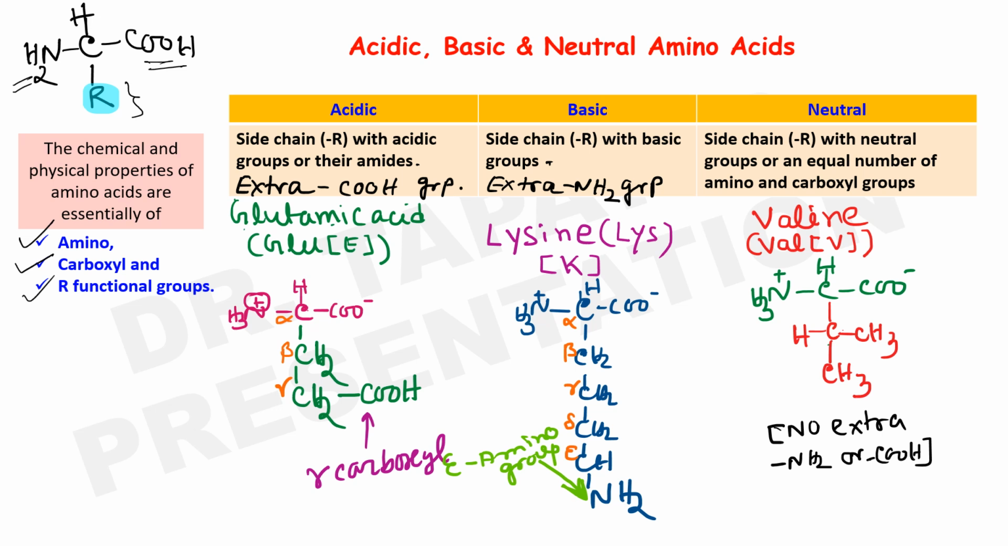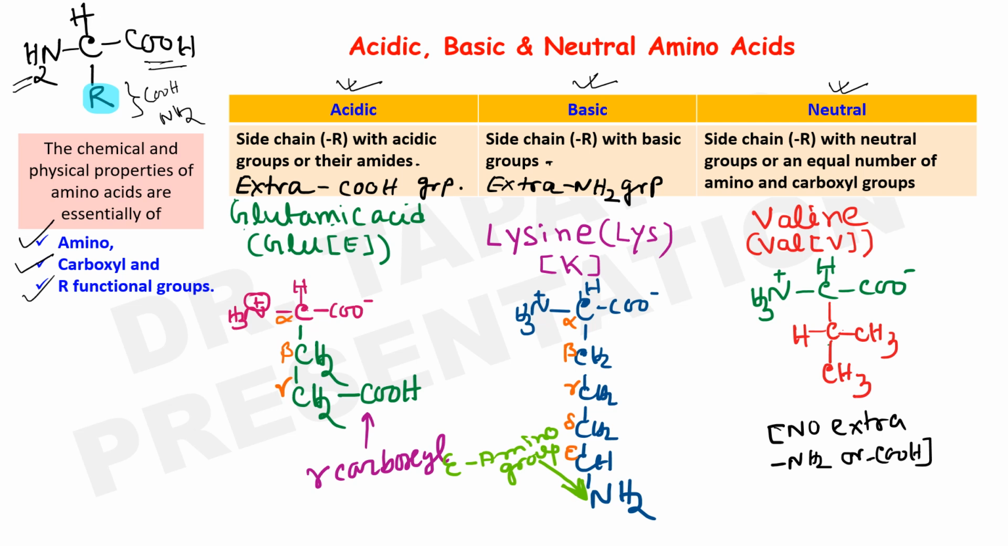If there is an extra COOH group with the R group, that is known as an acidic amino acid. If an extra NH2 group is attached with R, that is known as a basic amino acid. And if there is no extra NH2 or COOH group attached with R, those amino acids are known as neutral amino acids. Let's check the differences among acidic, basic and neutral amino acids.